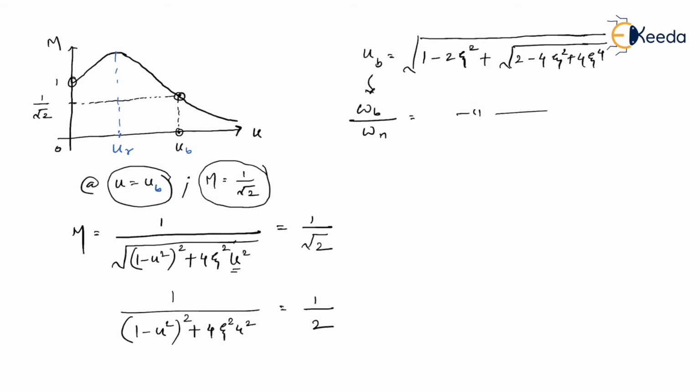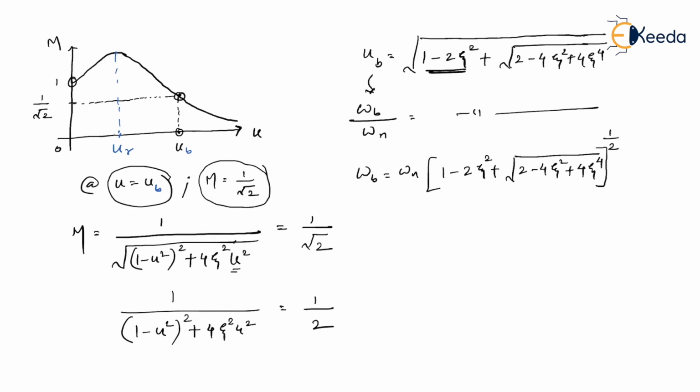And again it is the same expression. So I can now write omega b as, I can shift that omega n to the right hand side. The same expression I'm writing: 1 minus 2 zeta square term as it is, plus under root of, what is remaining? It is 2 minus 4 zeta square plus 4 zeta to the power 4. Can you see that this whole expression is under root? So what I'm actually going to do is complete this bracket, and on top of this I'll write power as half.